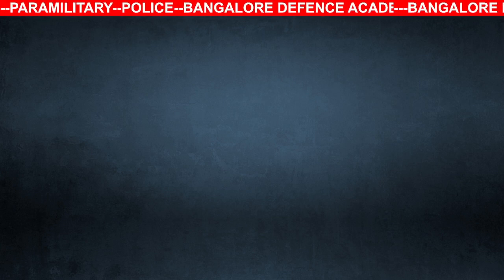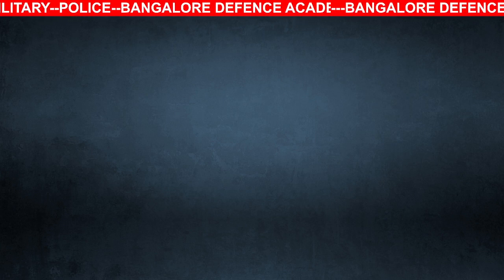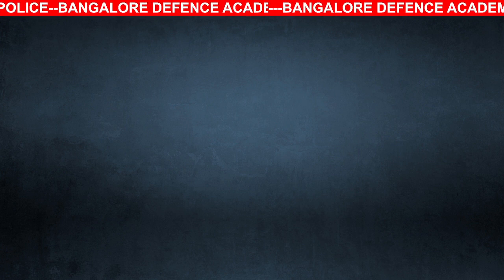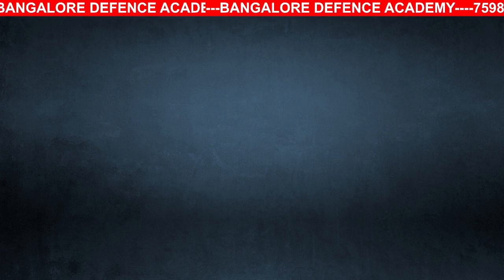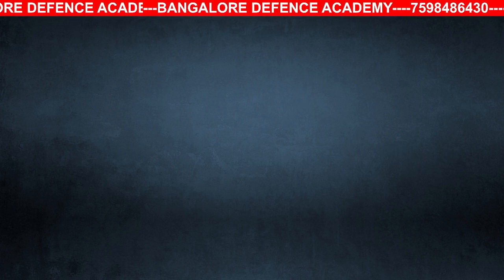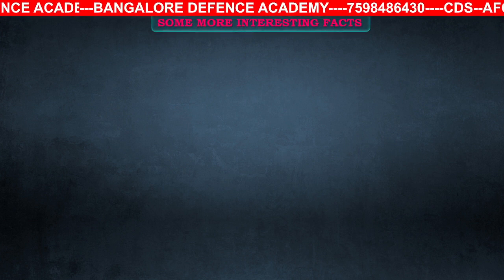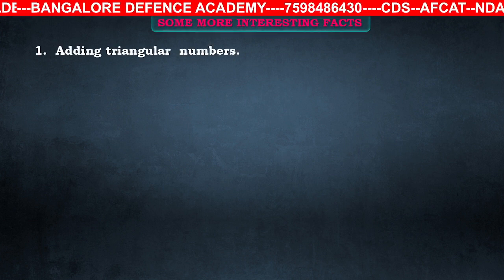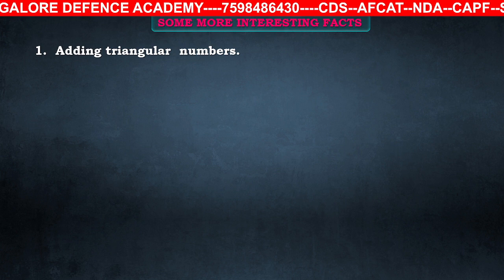In the last class, we have seen basics of square and square root. That is, the square of the even number is even and the square of the odd number is odd. And in this video, we'll try to understand some more interesting facts. So here we have adding triangular numbers.